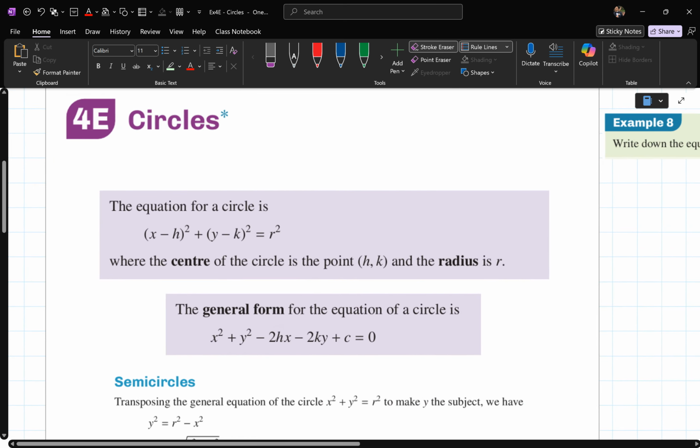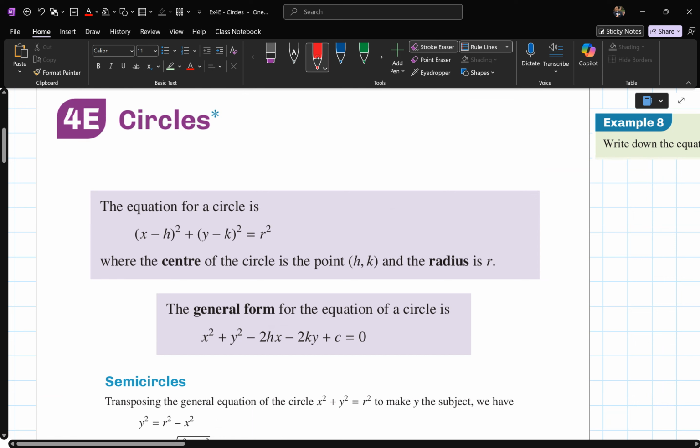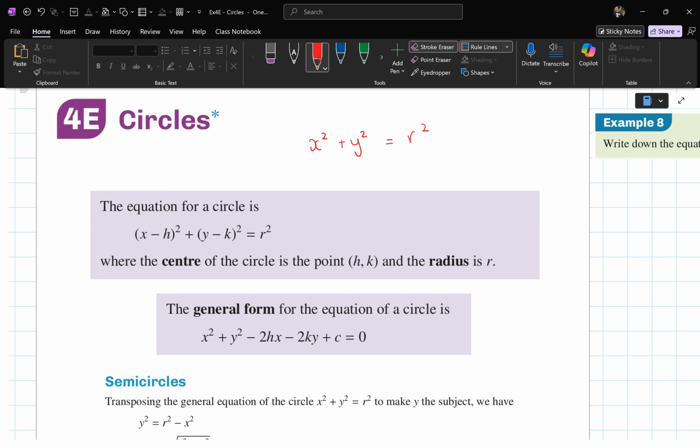A circle will look of the form, you don't have to write this down, x squared plus y squared is equal to r squared. Just like what you've learned so far, anything to do with the x is the horizontal transformation, whilst anything that affects the y is the vertical transformation. And r is your radius, so it dictates how wide the circle is going to be.